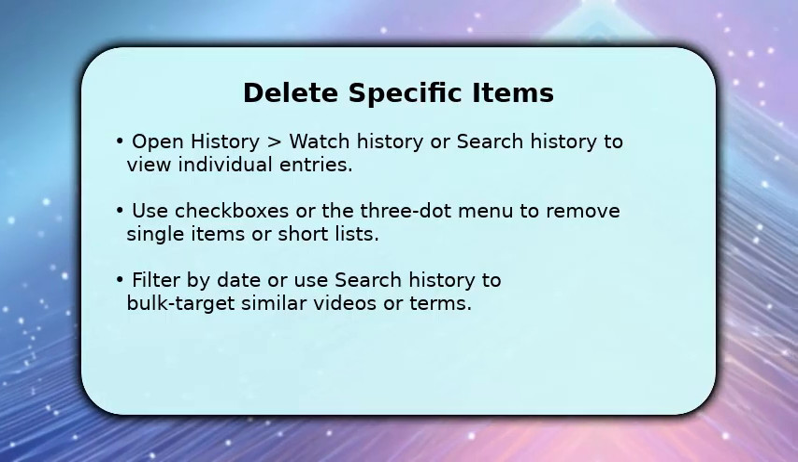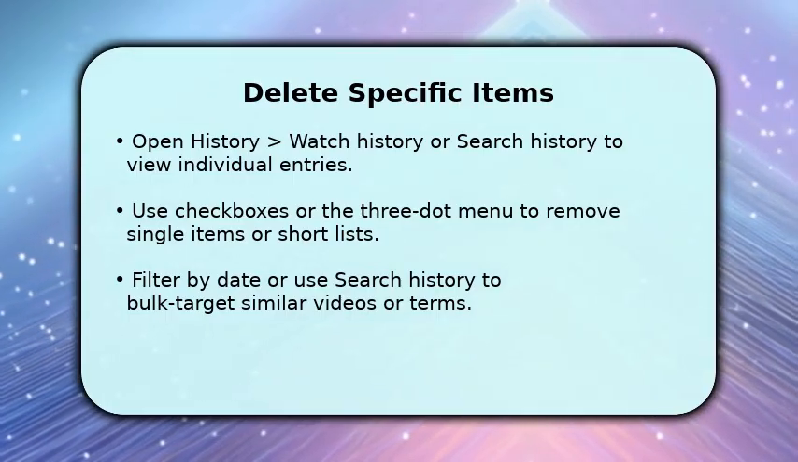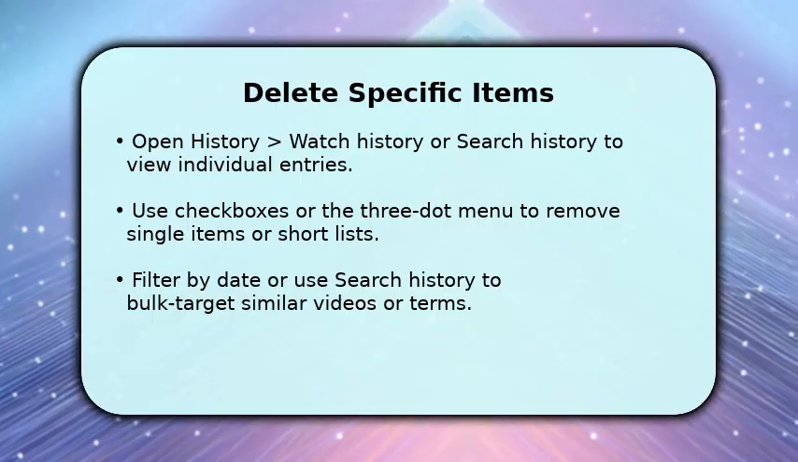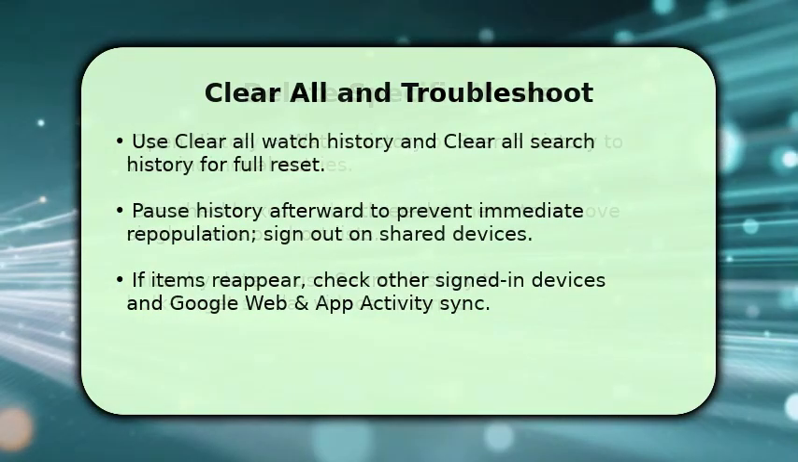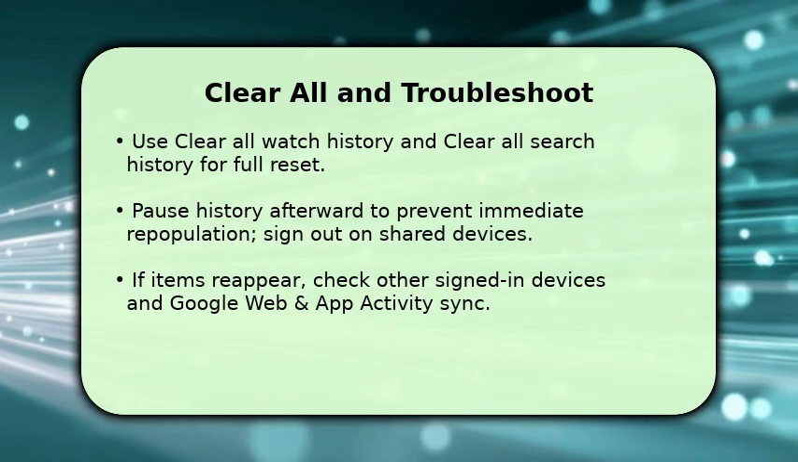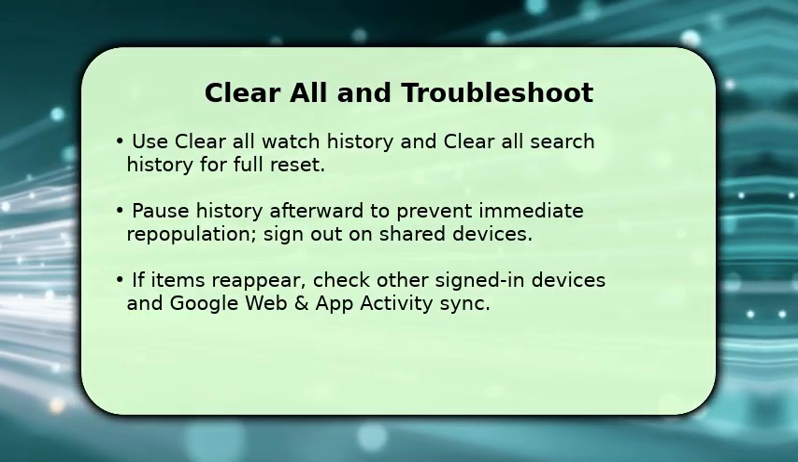If there are many related entries, apply the filter by date or search within your history to select a block and delete in bulk. This reduces noise in recommendations without disabling history. Finish by choosing Clear All Watch History and Clear All Search History if you want a complete reset. This removes past entries and resets recommendations.